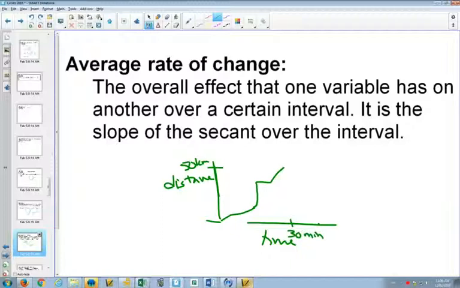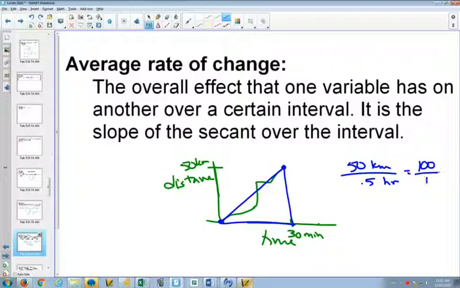My average speed would be figuring out what that slope is. And if I wanted to figure out what the slope of that line is, slope is just rise over run. And my rise is 50 kilometers. My run is 0.5 of an hour. And I could convert this to saying, well, that's the same as 100 over 1. So my average speed was 100 kilometers per hour.